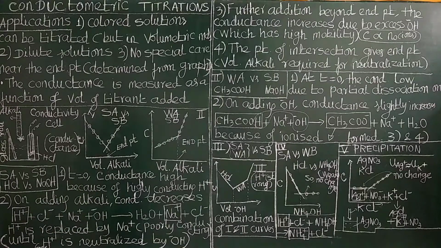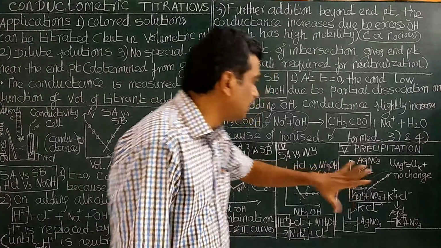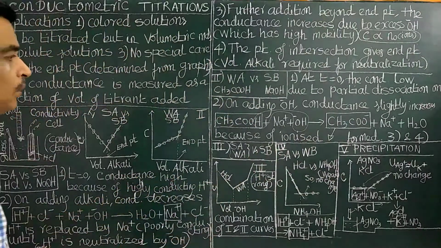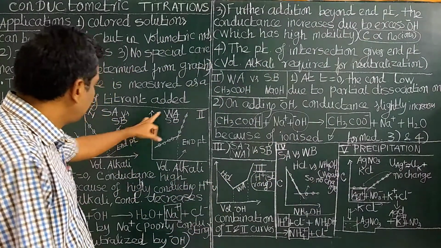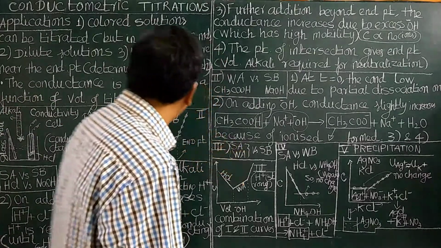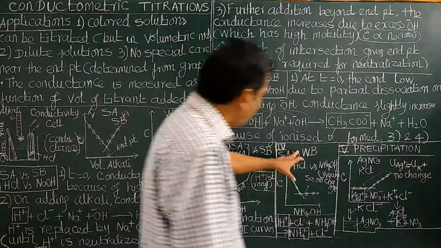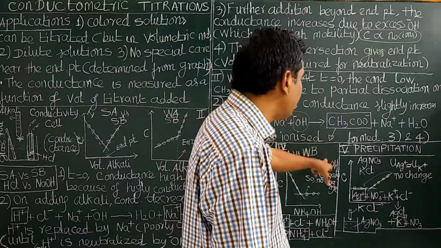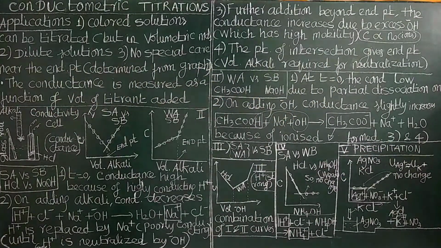Now, let us see. There are 5 types of conductometric titration curves. In this class, we are going to see them. One is strong acid versus strong base. Second, weak acid versus strong base. Third, a mixture of strong acid and weak acid versus strong base. Fourth is strong acid versus weak base, and the fifth one is the precipitation titration curve.